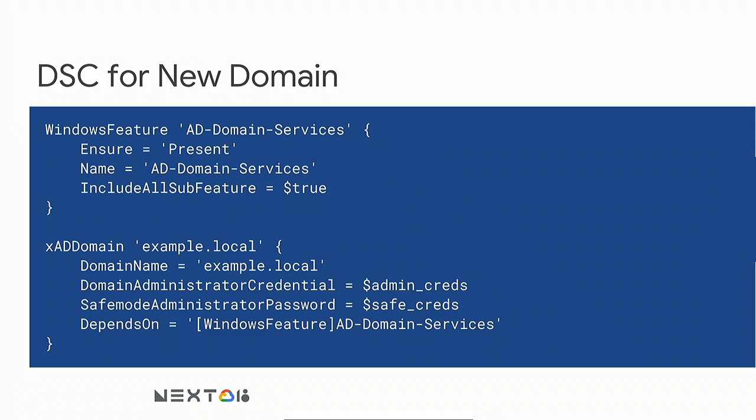That's really about it. The Windows feature DSC resource ensures that the AD domain services feature is installed, and the XAD domain resource handles the creation of the domain. In a production environment, you're going to see a lot of additional code and configuration to handle things like credential management and testing and other things that are specific to your environment, but this really is all there is to creating a new domain using PowerShell DSC.